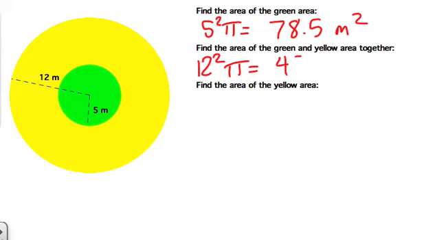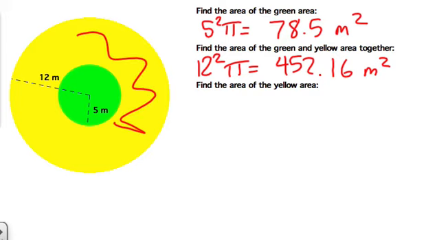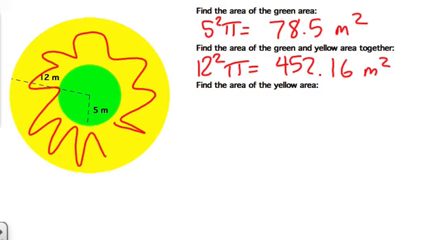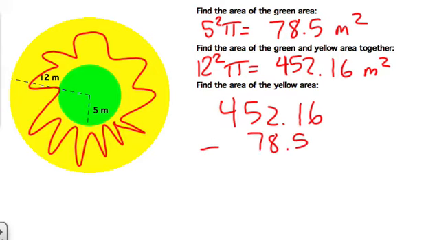And I get 452.16 meters squared. Then, just like before, it says now just find the area of the yellow area. So this is basically the area of this donut going around here, right? So just like we did the other day with the rectangles, I want to take the area of all of it, the yellow and the green. And then if I take away the green, I will be left with just the yellow, okay?